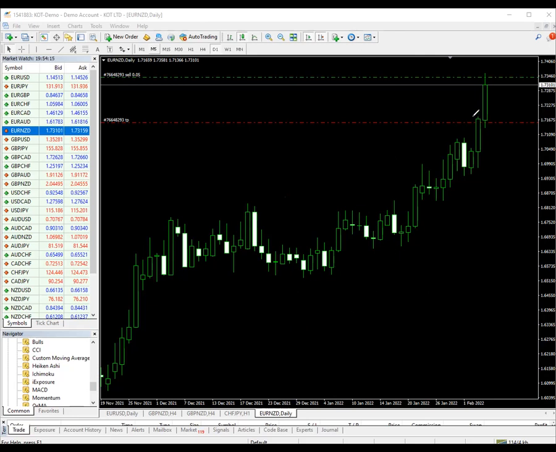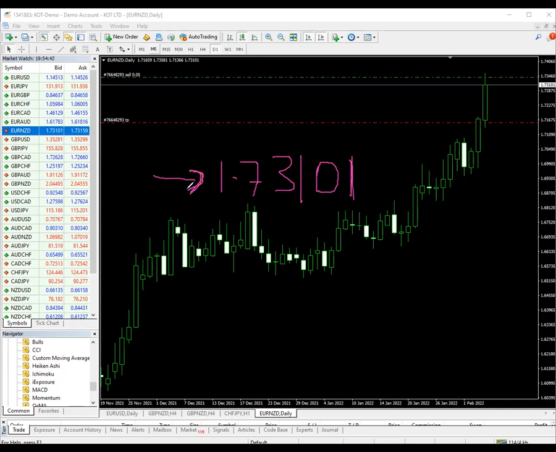So what is the price now? The price now is 1.73101. This is the price now. So when the market opens, we will enter this trade. Now, if this is the price now, let's use this price to calculate our take profit and stop loss.